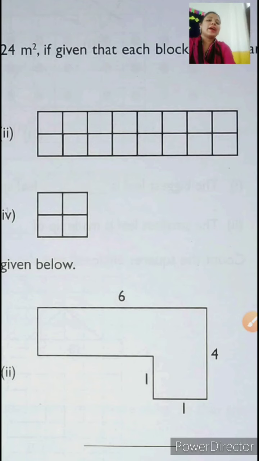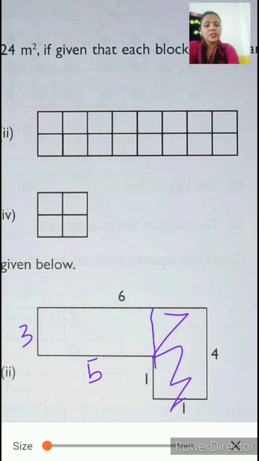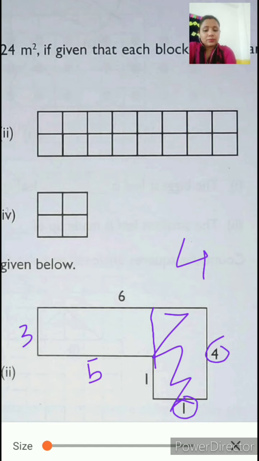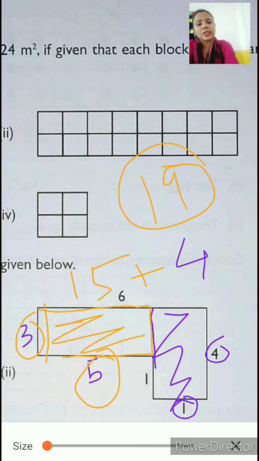Now just find out the area of this shape. It is your 3 and that is your 5. Okay. So the area of this shaded portion is 4 into 1, length into breadth, and that is 4 ones are 4. And the area of the second portion is 5 into 3 because it's a complete rectangle. So 5 threes are 15. So the total area is 15 plus 4, 19. Clear? So the area of this shape is 19.